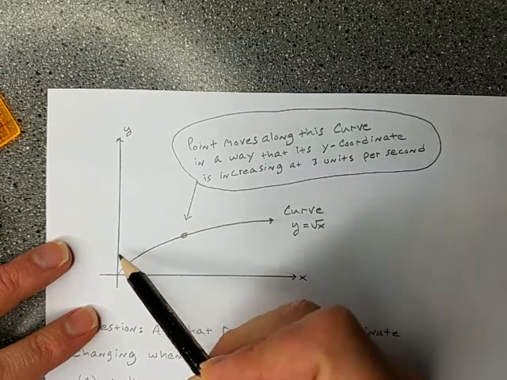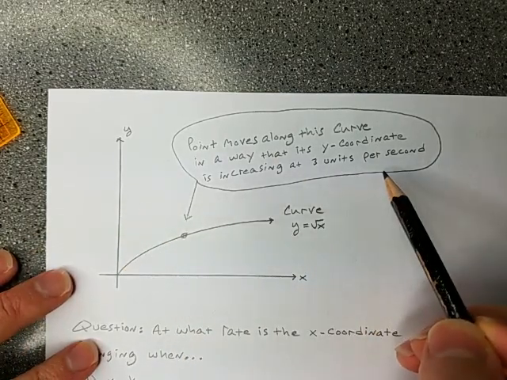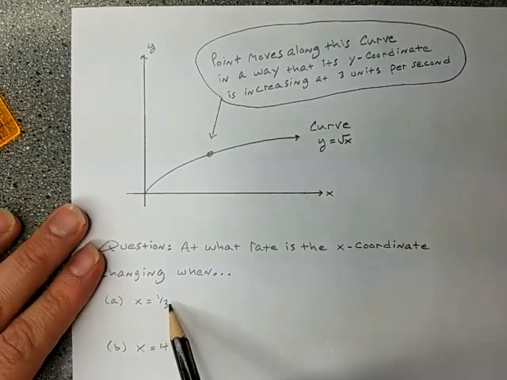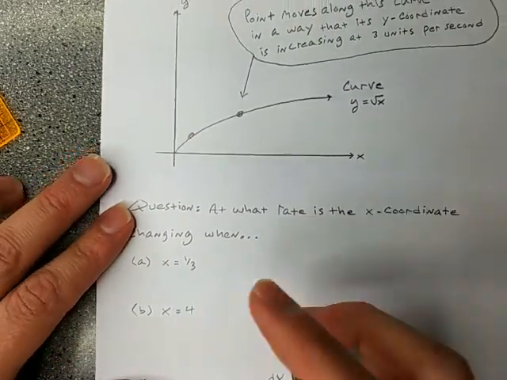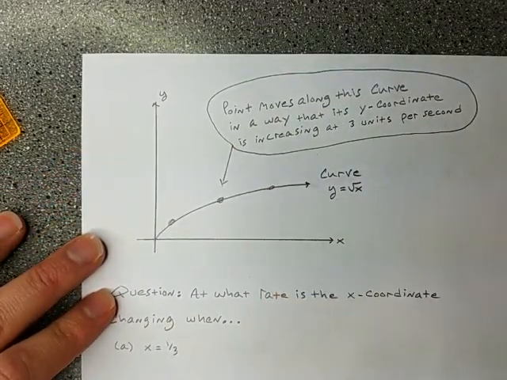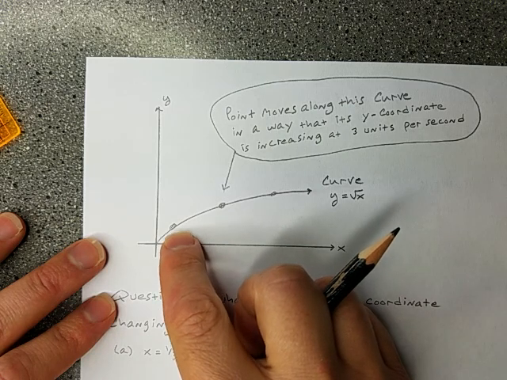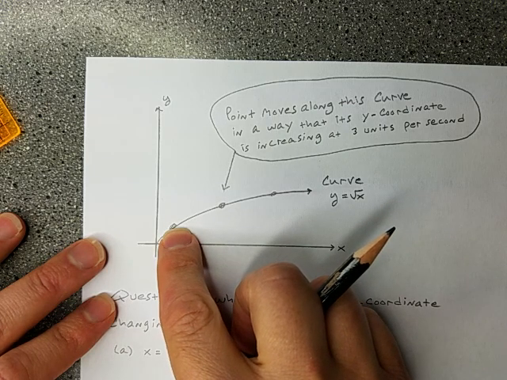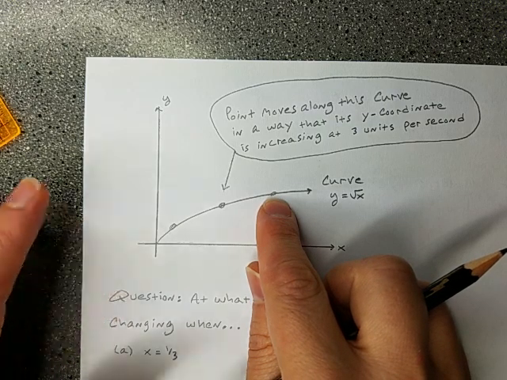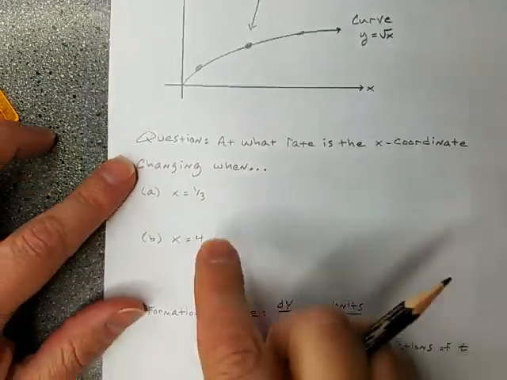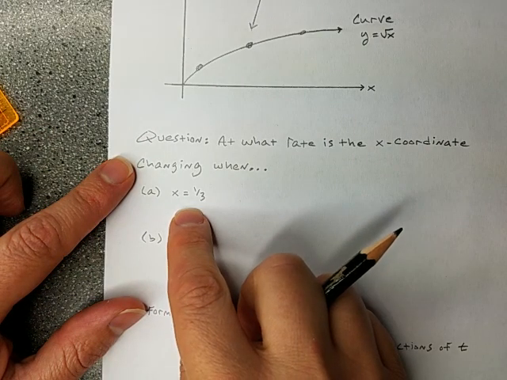Your y-coordinate is changing by a constant 3 units per second. And when x is a third, which is on this end of the curve, versus when x is 4, which is more over there, the x-coordinate will not be moving as fast here, but will be moving considerably faster there, just like in that other diagram I showed you. So I think the answer to part B will be significantly bigger than the answer to part A.